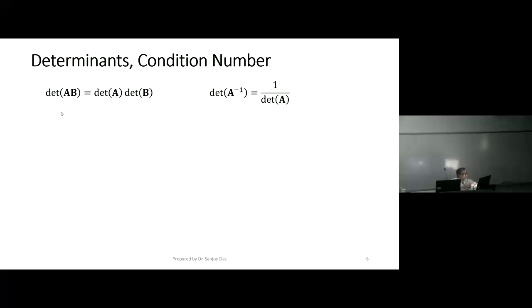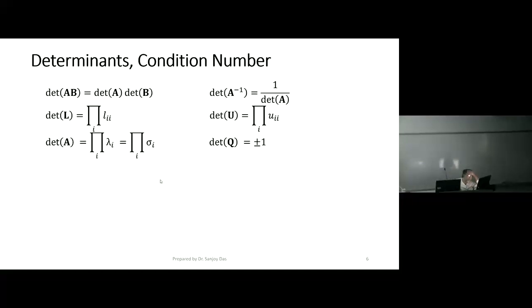Determinants and condition numbers. So the determinant of AB is the product of the determinants of A and B. The determinant of A inverse is 1 over the determinant of A. The determinant of a lower triangular matrix is the product of the diagonal elements. The determinant of an upper triangular matrix is again the product of the diagonal elements. And the determinant is also the product of the eigenvalues, which is also equal to the product of the singular values. Of course, A has to be a square matrix.